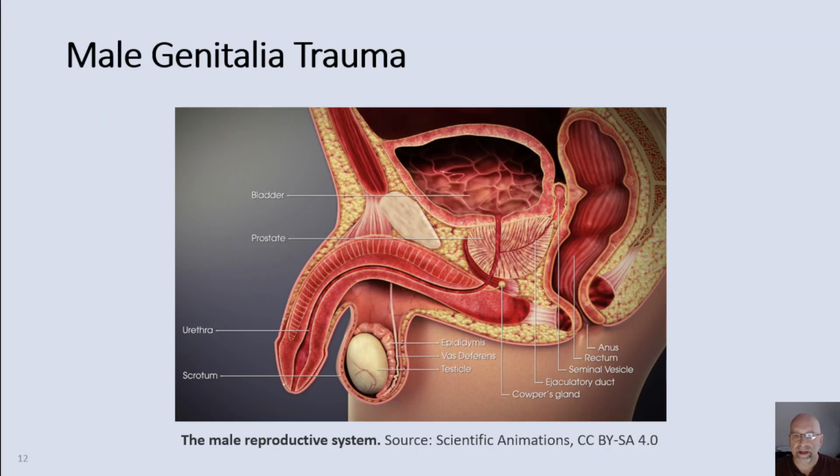When caring for a penile amputation injury, bleeding control with a sterile dressing and direct pressure becomes our priority. The amputated part should be retrieved, wrapped in a saline moistened dressing, placed in a plastic bag, kept cool, not packed in or on ice, but kept cool, and transported with the patient to a facility capable of surgical reattachment.